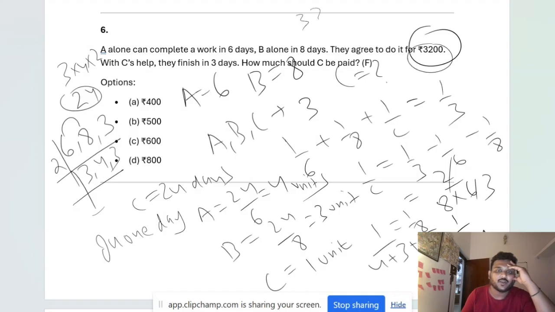So 3200 upon 8. So how much is it? 1600 upon 4, or 400 rupees. That's how you do such questions.